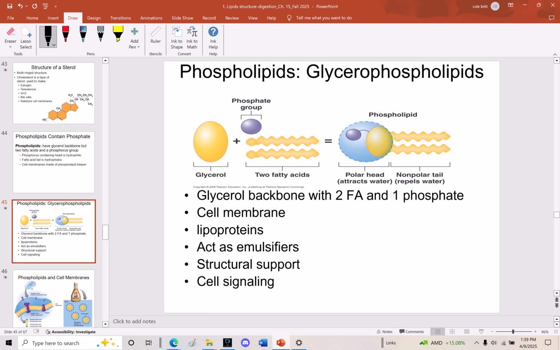So they're important. So what are their functions? They're important in cell membranes. They make up the cell membranes. We're going to talk later about lipoproteins, but those are going to be your HDLs and your LDLs, your lipoproteins. We'll talk about those.